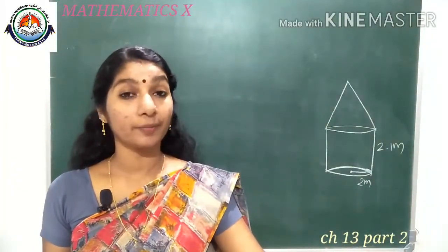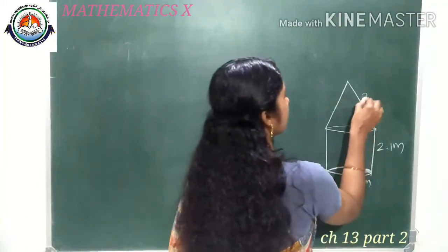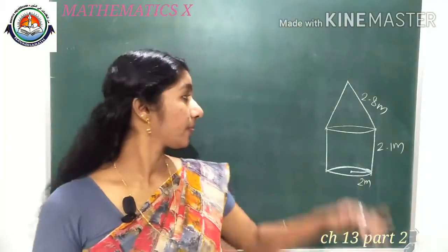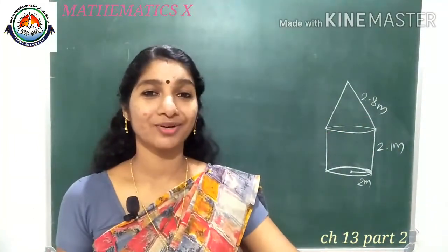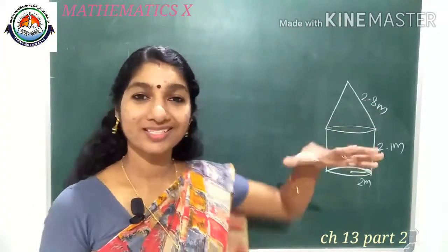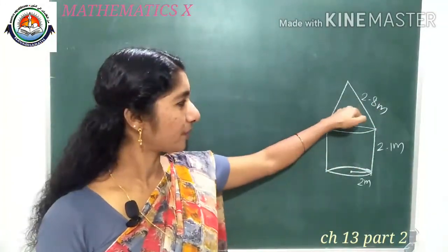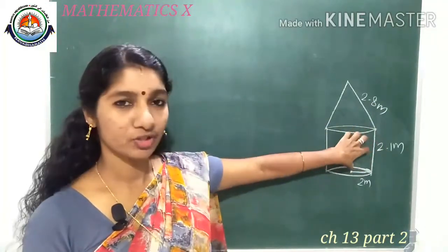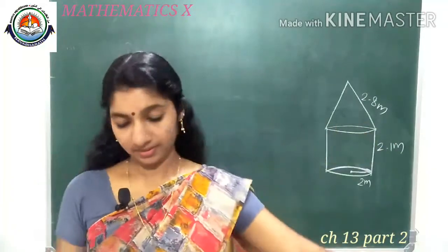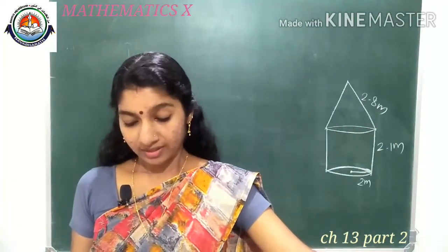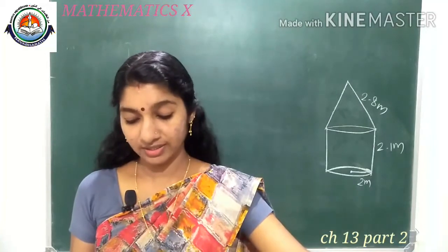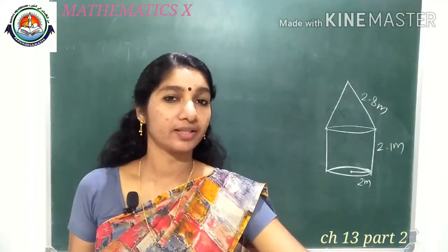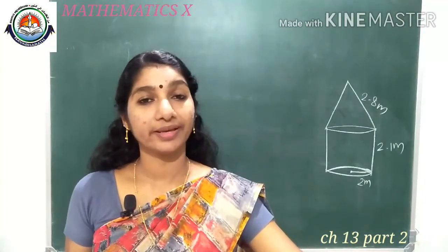and the slant height of the top is 2.8 meter. Slant height of the top, who is standing on the top? Top is cone is standing on the top, isn't it? So, top is conical shape and bottom in the sense this main portion is cylindrical shape, and we need to find the area of the canvas used for making this tent. We need to find the total area of the canvas used for making this tent.